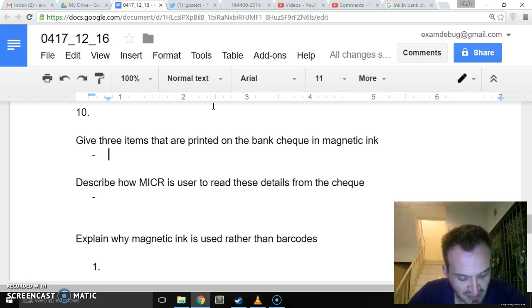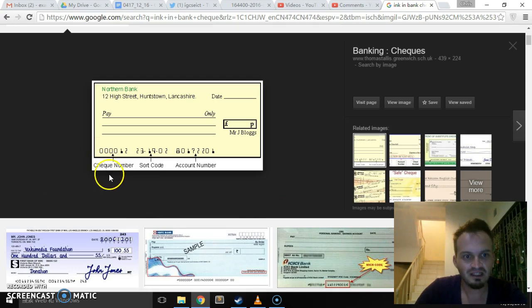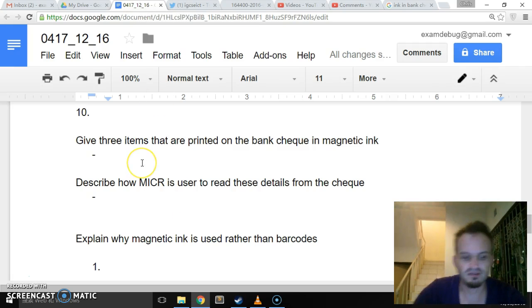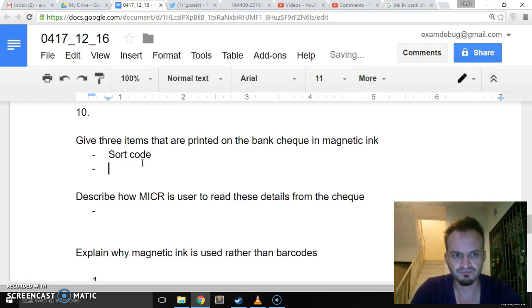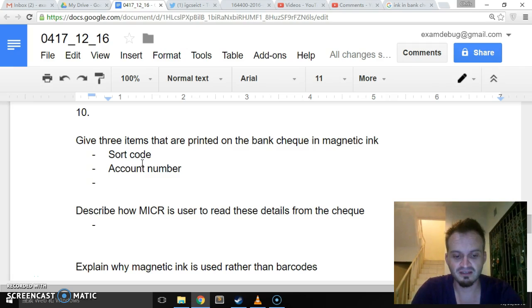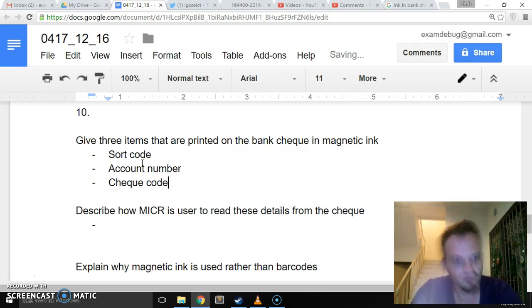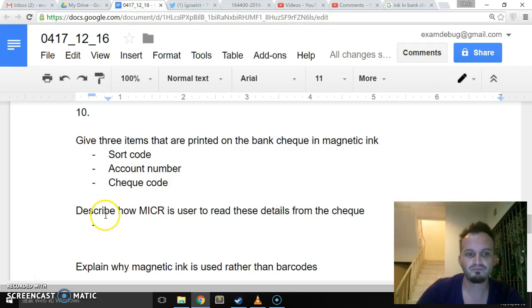Give 3 items of information that are pre-printed on the bank check. So I found this before I opened it up. We get check number, sort code, and account number. I'm sure if you put something like check ID or bank code, hopefully those would be okay as well. But let's stick them down. So we've got sort code, account number, and check code. Hopefully something like that will be enough.